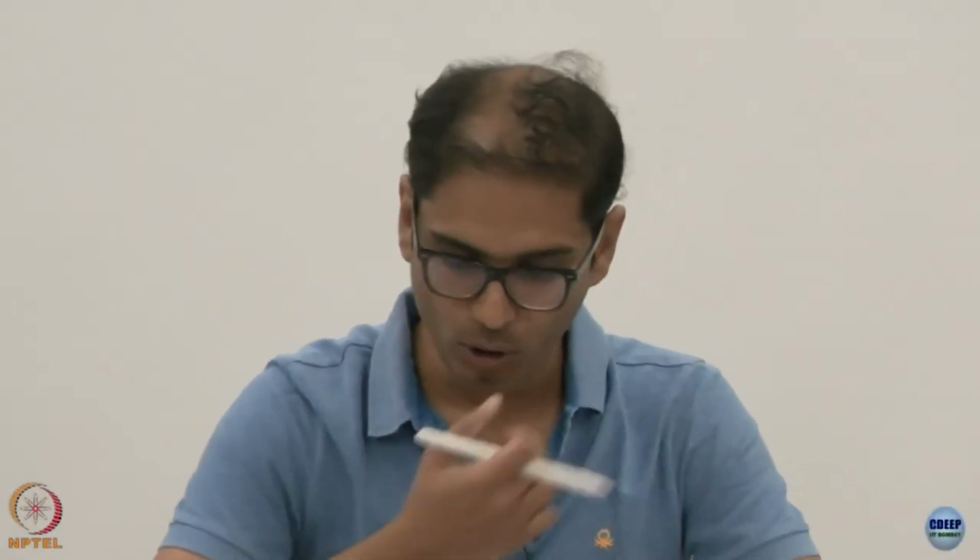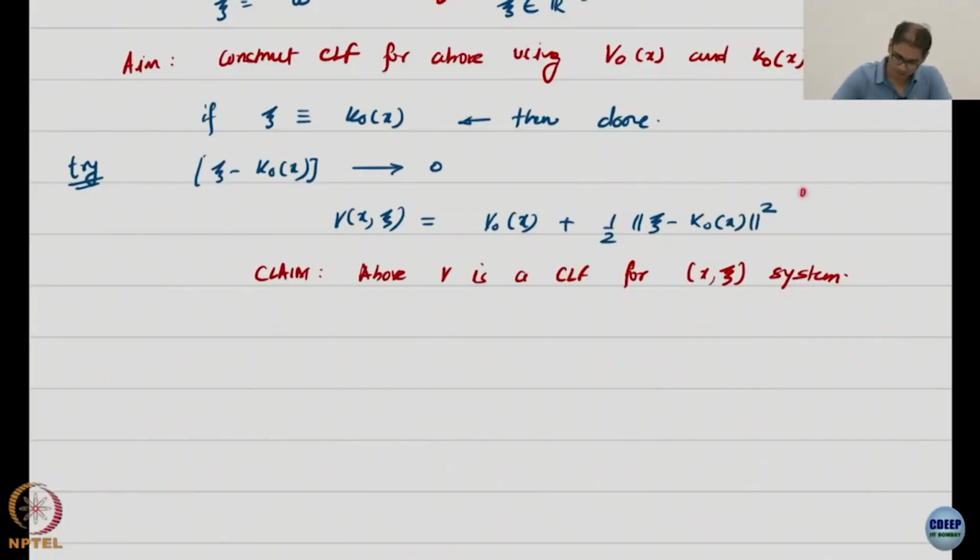Great. So this is what we want to do. We want to try this out as a control Lyapunov function for the new system. And like I said, the purpose of backstepping is to come up with a control Lyapunov function. Everything else is too easy, right? After that, you know what to do. Okay. Great. So this was the claim.